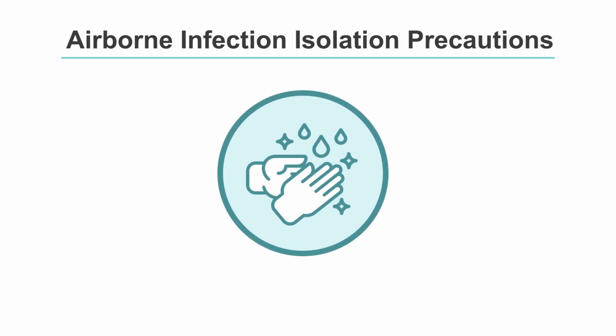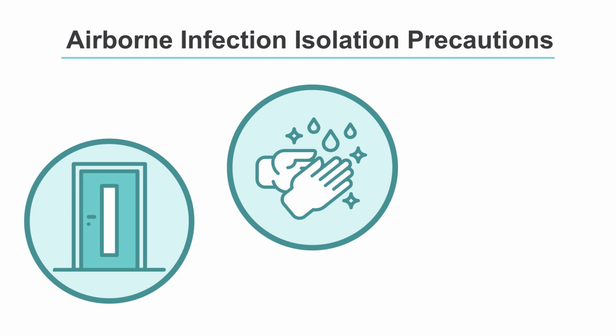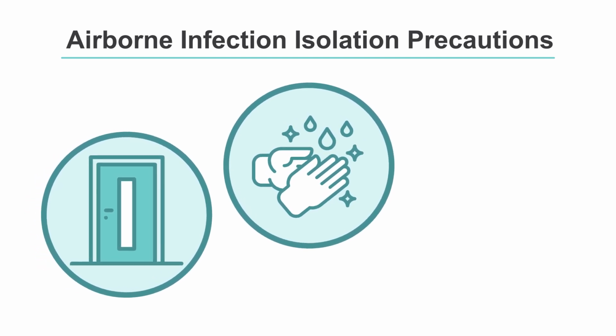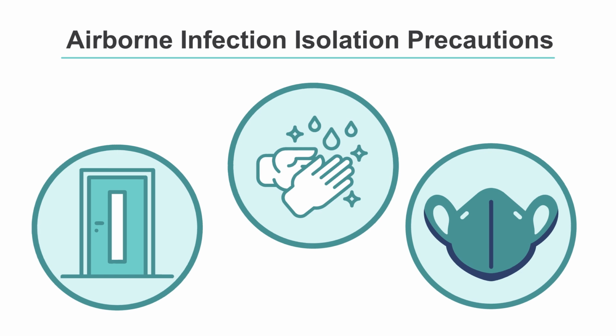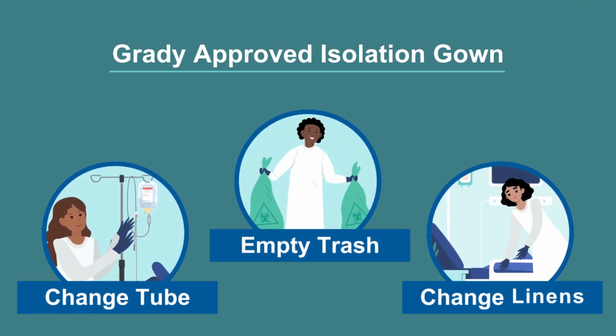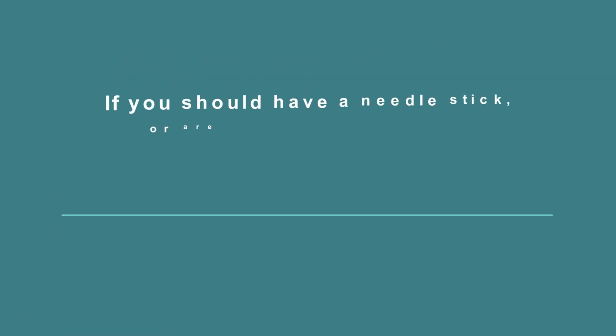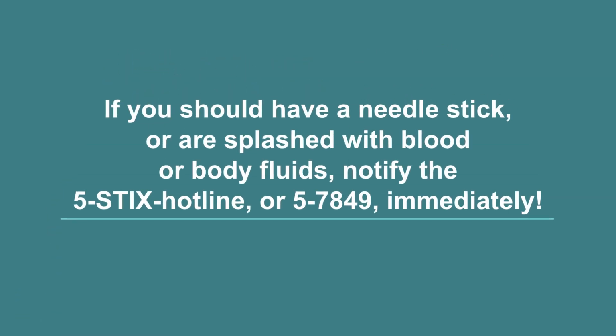To stop the spread of infection agents that are transmitted through the air, follow proper hand hygiene before and after patient care. Be in a negative pressure room with the door closed at all times, and wear an N95 respirator mask when in the room. Always use a Grady-approved isolation gown when there's potential for exposure to blood and bodily fluids. And if you're exposed or have a needle stick, notify the 5 Sticks hotline immediately.